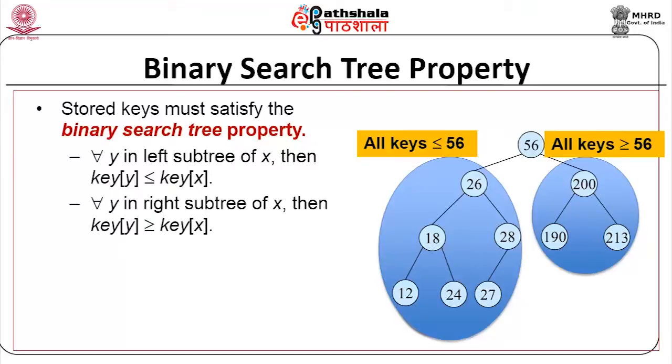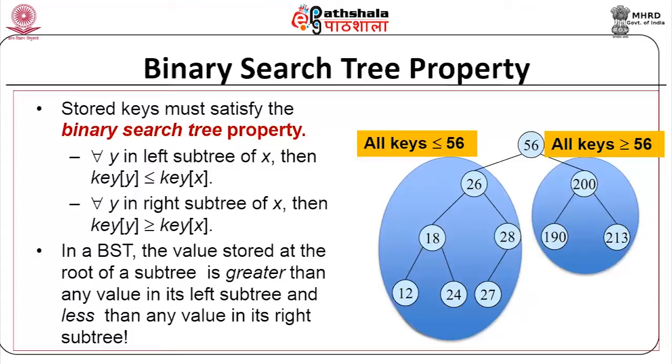All keys to the left of the root 56 here are less than 56, we have seen the property there, and all keys in the right subtree of this particular tree are greater than 56. So, that is all keys greater than or equal to 56. We do not consider equal to, because we are assuming that there are no duplicate keys. If there are duplicate keys, it is always put on the right side of the tree root.